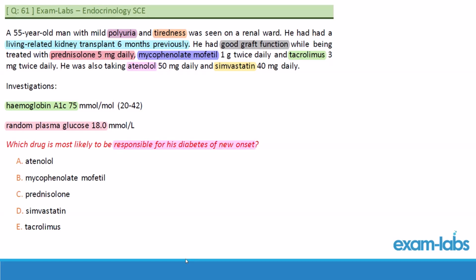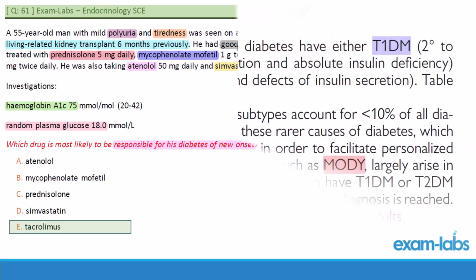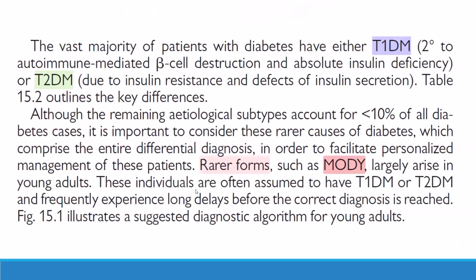If we have a patient like this with new-onset diabetes, this is a very, very repeated question. Each year, you will see a question like this. This is the most important one. Previous exams are a very essential source for solving questions in the final exam. If you see this question, please choose tacrolimus and go to the next question. Don't waste your time choosing steroid and so on.